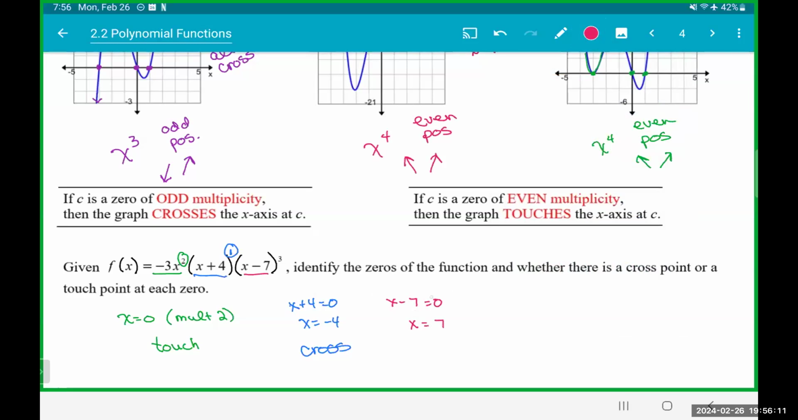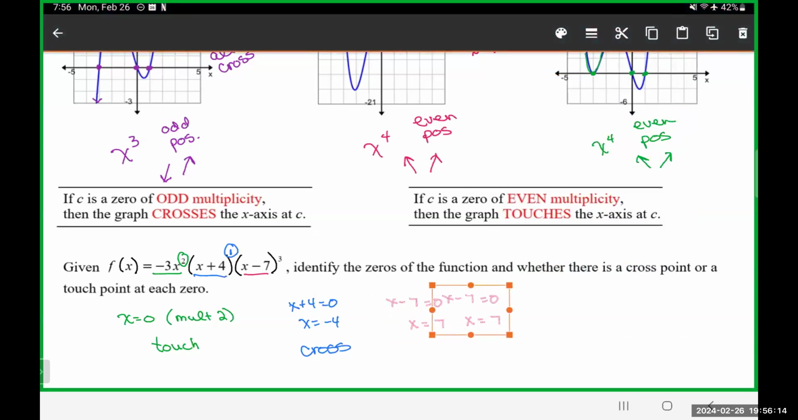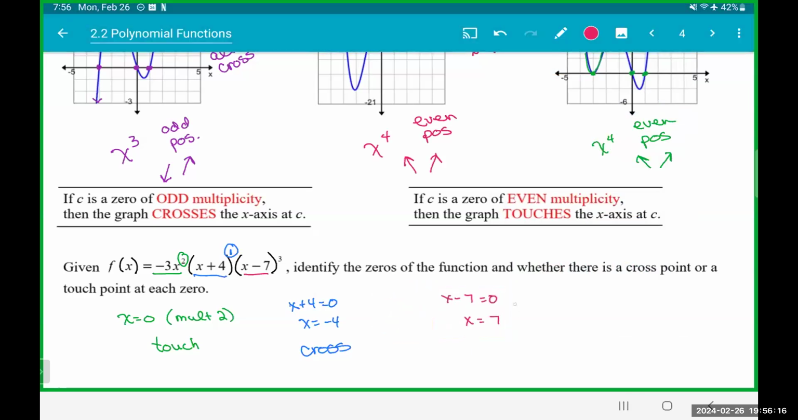This is going to be multiplicity of 3. That is an odd number. Since it's an odd number, it crosses the axis. This one was multiplicity of 1.